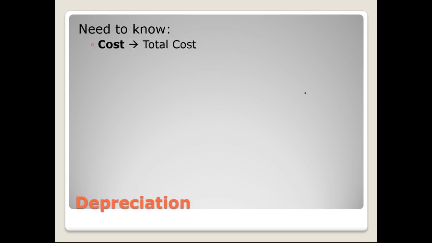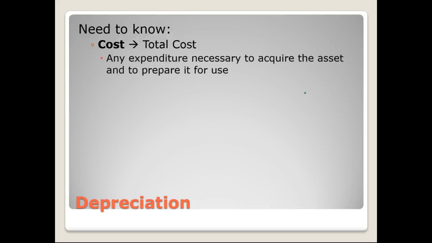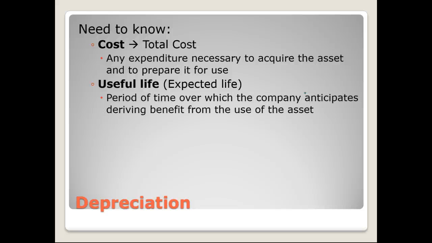Well, you need to know the total cost of the asset. So it was any expenditure, as we just went over, that was needed to acquire the asset. We also need to know the useful life, sometimes called the expected life. In general, we don't expect machines or buildings to last forever, so there's some period of time over which we believe the asset will be useful. After that, we don't think it's terribly useful.